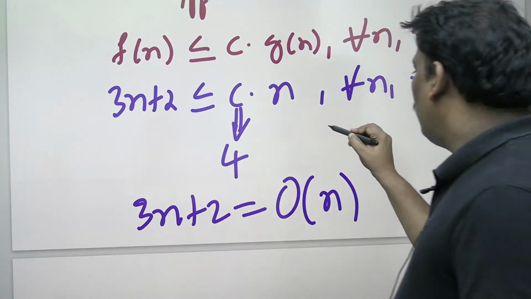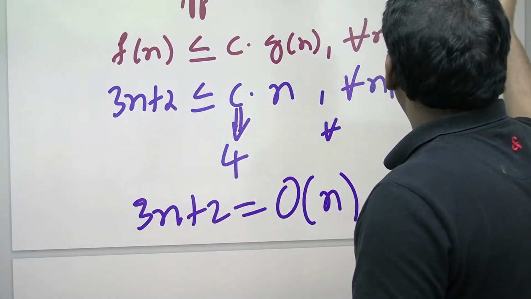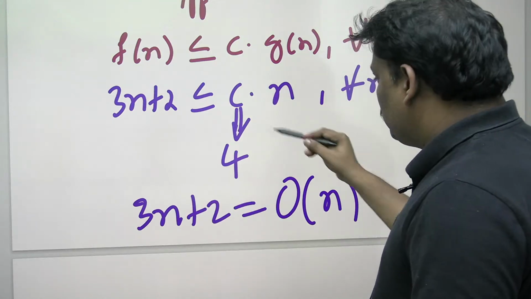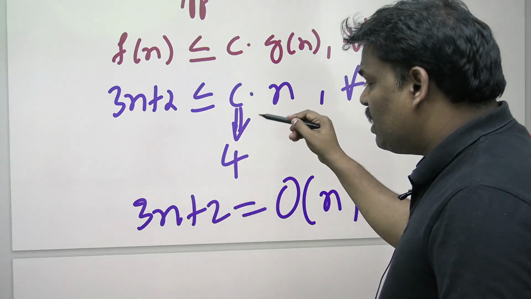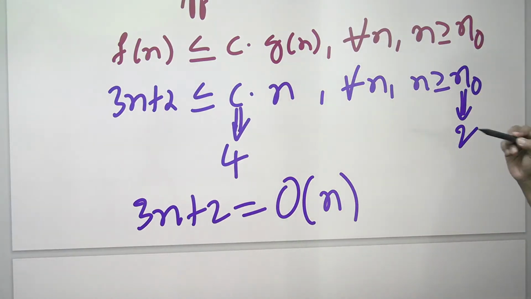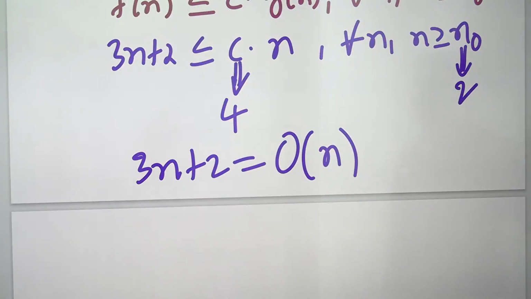Let me write now. For all n where n is greater than or equal to n0, such that there exist two constants, C greater than 0 and n0 greater than or equal to 1. I think 2 onwards is working. I am able to satisfy the definition, so I can say 3n plus 2 is big O of n.